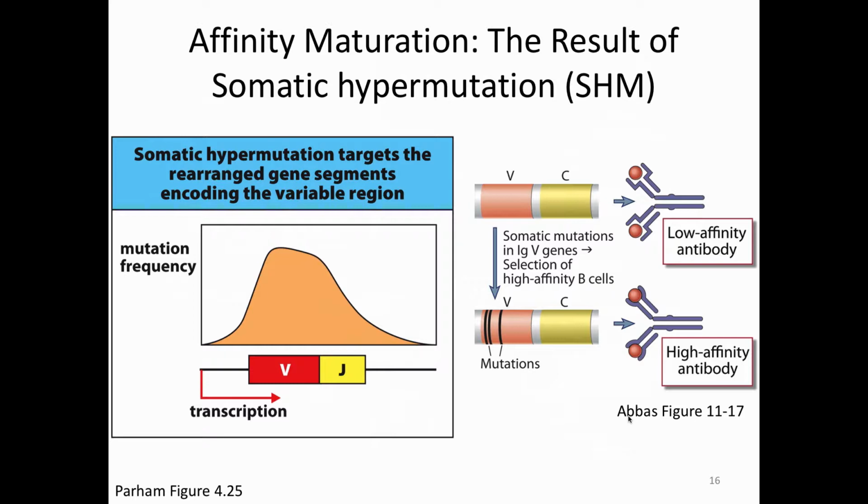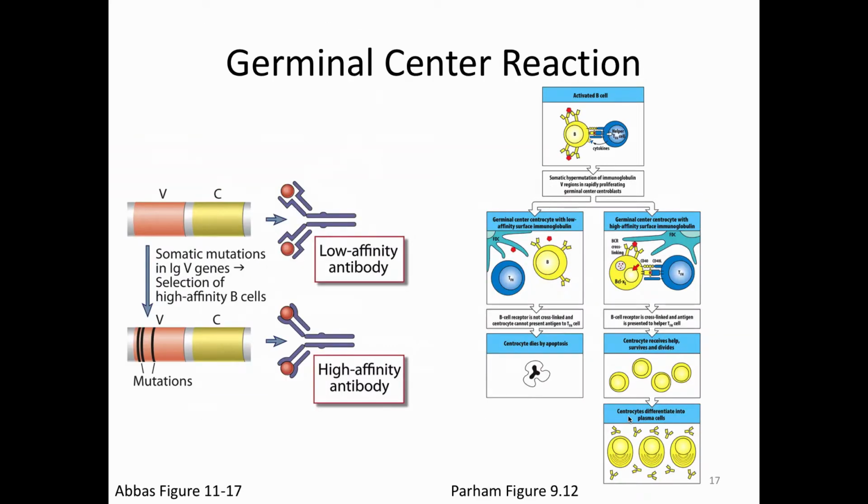And so what do you think our B cell is going to need to do at this point, after it has done its round of mutation? What do you think, Manny? Check itself. It's going to need to test. It's going to need to test, does this still work? Does this still bind antigen? And so that is really what's going on in the germinal center reaction.